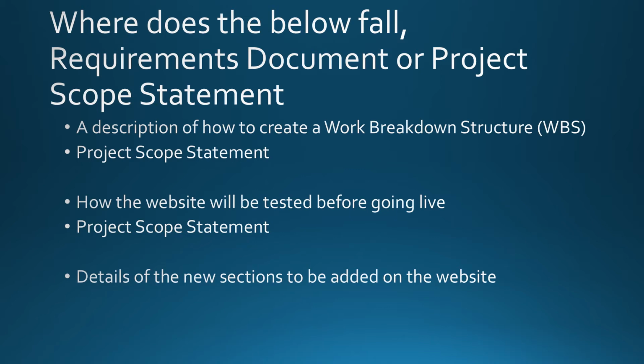Details of the new sections to be added on the website. This is again something that goes into requirements document. Again, you need to understand if there's a how related to a certain thing, how you plan to achieve something, that goes into project scope statement. But just a list of what you want in your project, what you want in the product of your project, that goes into the requirements document.